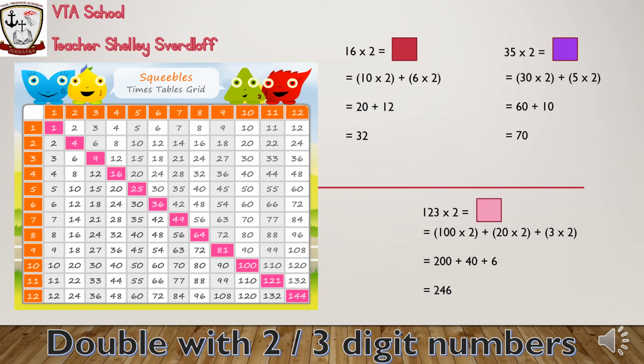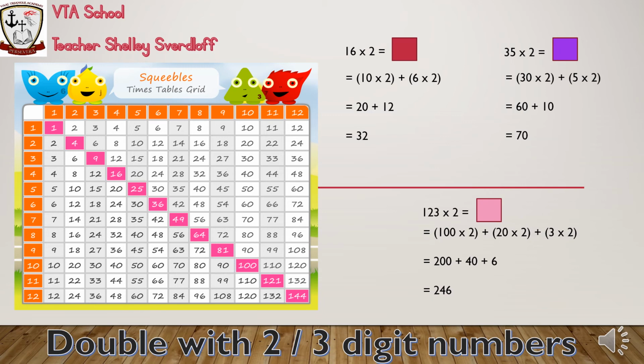35 times 2. And there's a missing number. I have to break the 35 up into 30 and 5. So let's write it out. So we write equals 30 times 2 plus 5 times 2. So that is equal to 30 times 2. Okay, so we say that 2 times a 0 is 0. We always said any number times a 0 is always a 0. 2 times the 3 equals 6, which is 60.